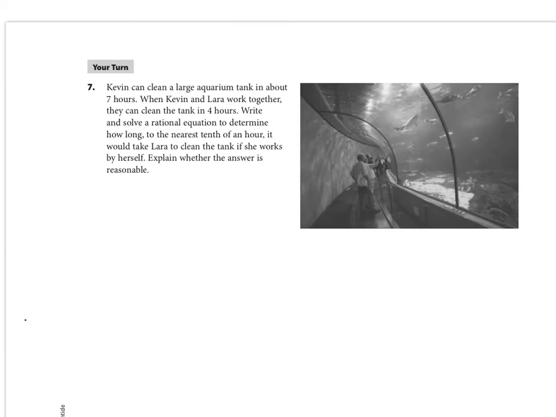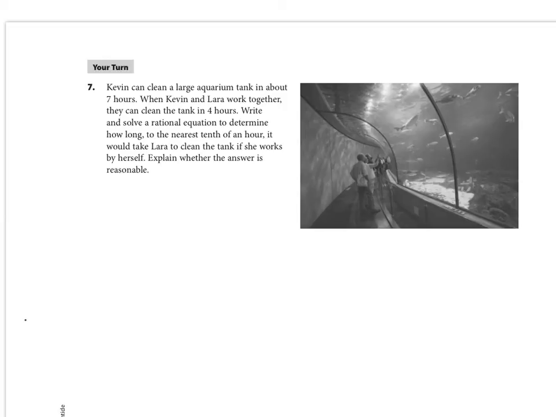So if you will move over to page 549, problem 7. Kevin can clean a large aquarium tank in about 7 hours. When Kevin and Laura work together, they clean the tank in 4 hours. So write and solve a rational equation to determine how long, to the nearest tenth of an hour, it would take Laura to clean the tank if she worked by herself.